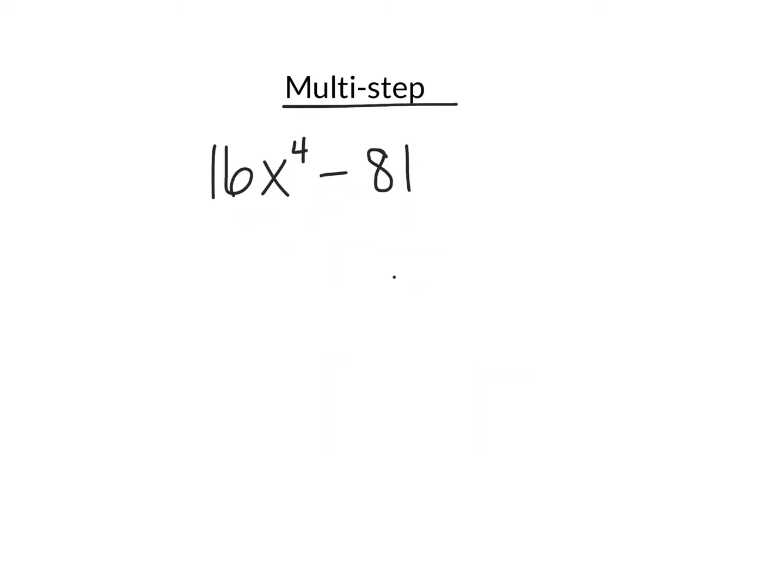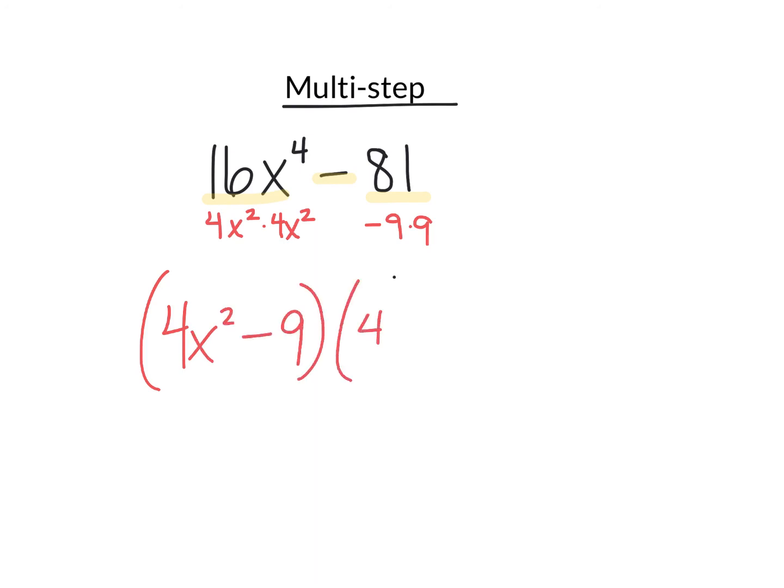Okay, this last example is called multi-step. So when you first look at it, you're not going to see anything that seems strange. So we're going to identify again that this is subtraction. These are both perfect squares, so that's a good thing. So I'm going to rewrite what those are as perfect squares. I know my first one is going to be 4x squared times 4x squared. My second one is going to be negative 9 times 9. Okay, so I'm going to write my factors: 4x squared minus 9 times 4x squared plus 9.